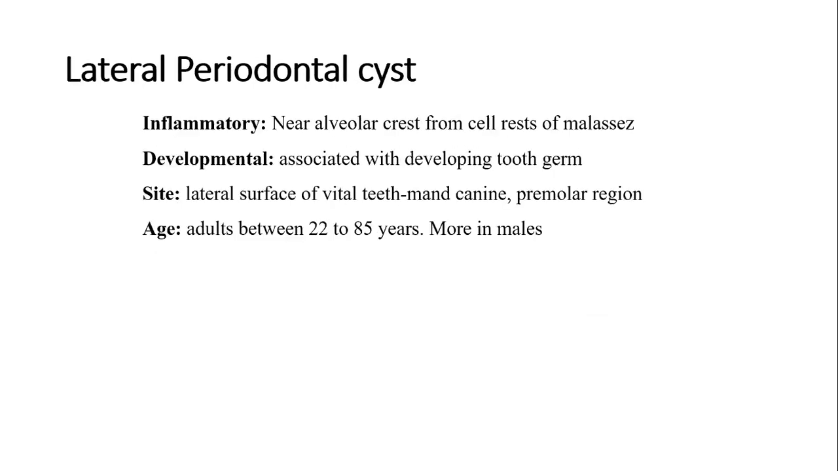Lateral periodontal cyst. Inflammatory or developmental. Inflammatory: near the alveolar crest from cell rests of Malassez. Developmental: associated with developing tooth germ. Site: lateral surface of vital teeth, mandibular canine, premolar region. Age group: adults between 22 to 85 years, and there is a male predilection.